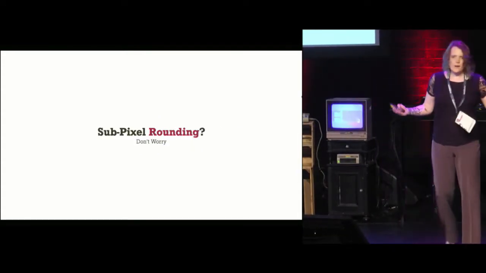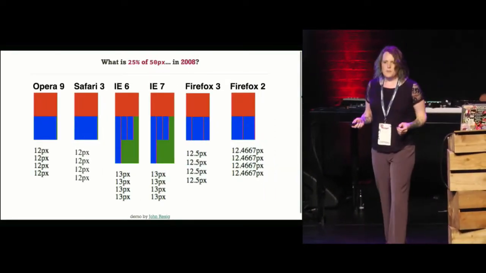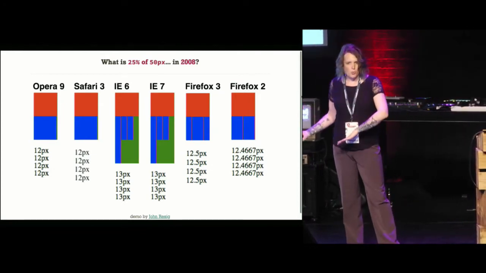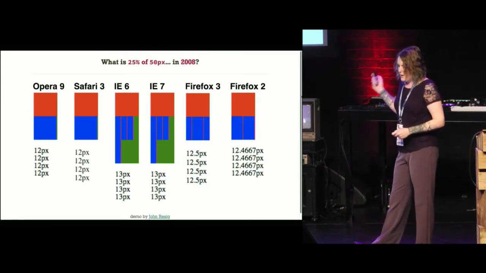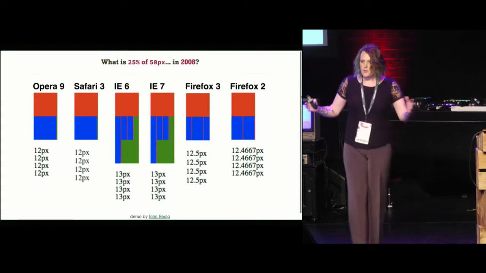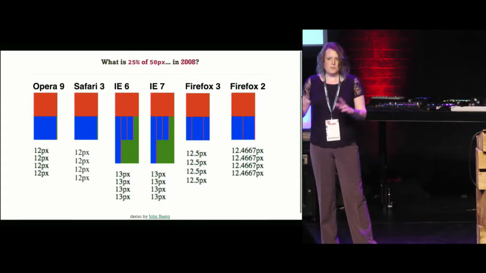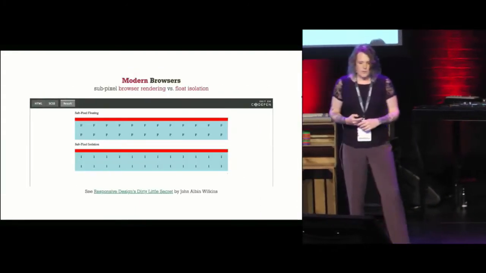There was, for a while, subpixel rounding errors. I won't spend a lot of time on this because it was a problem in 2008 and it's not really a problem anymore. I'm mentioning it because I think people still worry about it, and in a lot of cases you don't have to. So this was a screenshot of the differences in different browsers when you're like, what is 25% of 50 pixels? And they all had different opinions. That's not really the case anymore.